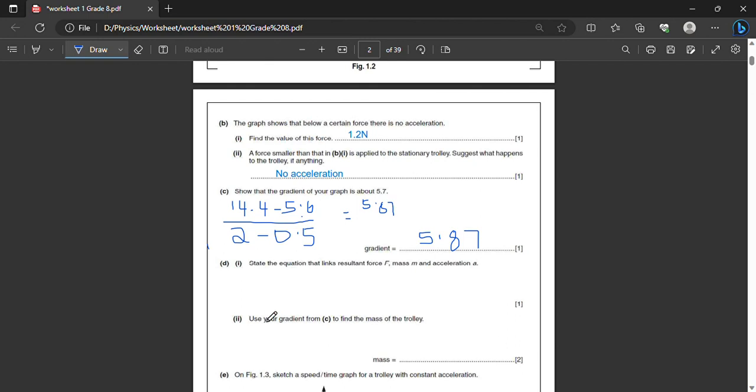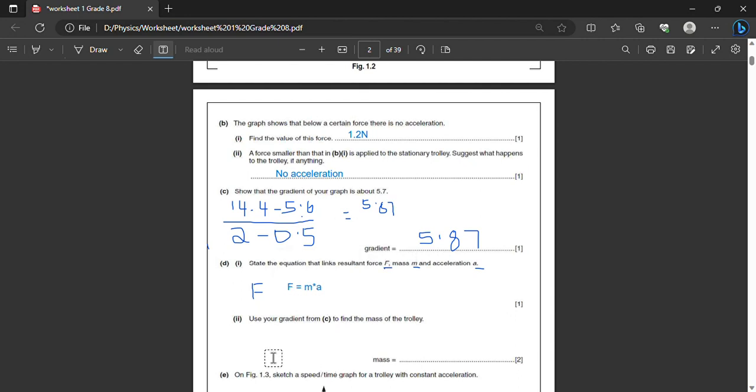The next thing: state the equation that links resultant force F, mass and acceleration A. So this is just simple, easy. Just state the formula that has F, M and A. The very simple formula over here will be F. Okay, let me just use text, it'll be easier. So you can write F is equal to M times A. This is the simple equation.